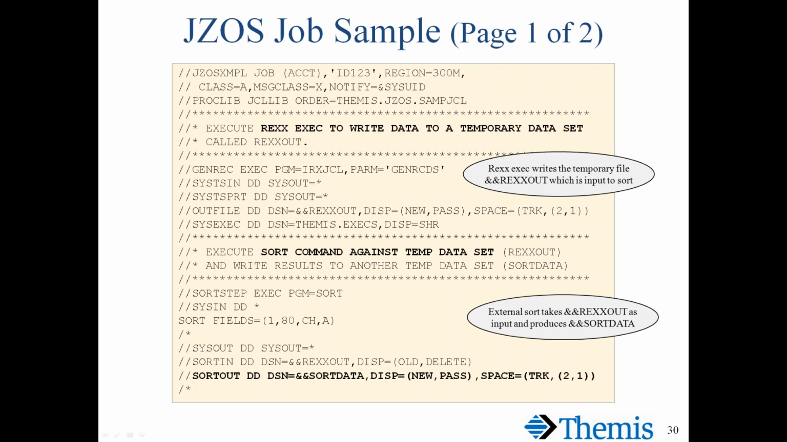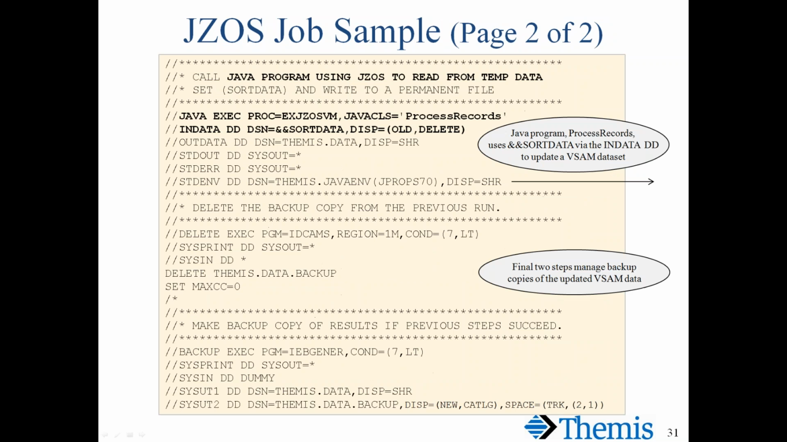So here in the first step, a rex exec is being executed, and in the second step, it's being sorted. You see on the bottom there, sort data is being created and then passed to the next step, which is a Java program called process records. And it's using the DD card that points to the temporary sort data data set. Notice again, 3 lines down, the standard environment is set there, and that's shown a little bit on the next slide. On the last few steps, just some cleanup happening through IDCAMS and IEBGENER.